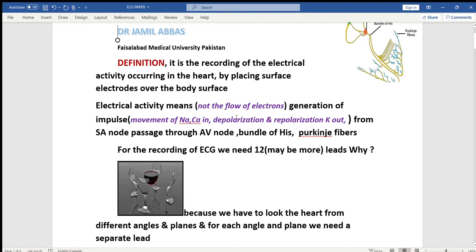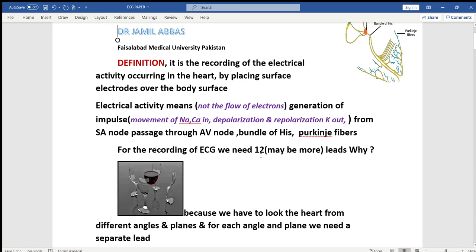So to record that electrical activity of the heart, we need a minimum of 12 leads. It may be more, but a standard ECG contains only 12 leads. Why do we need 12 leads? Why can't we detect or record all these things through one lead? Because the problem is that the leads behave like human eyes.